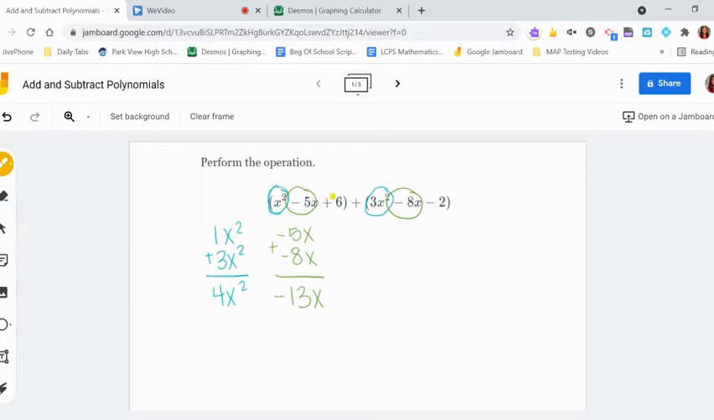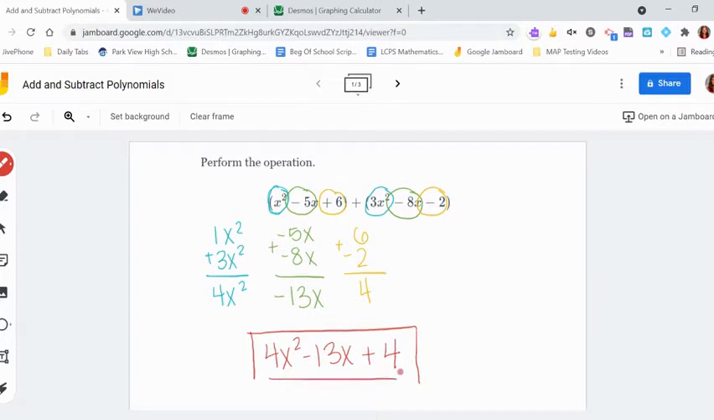Lastly, I have a positive 6 and a negative 2. You can think of it as 6 plus a negative 2, or just 6 minus 2, which is 4. So my final answer here is going to be 4x squared minus 13x plus 4. When it's positive, there's nothing there. That is going to be your final answer when we're adding these two polynomials together.